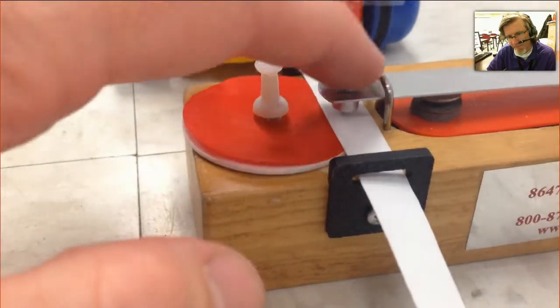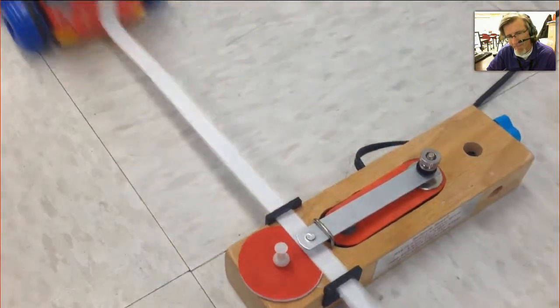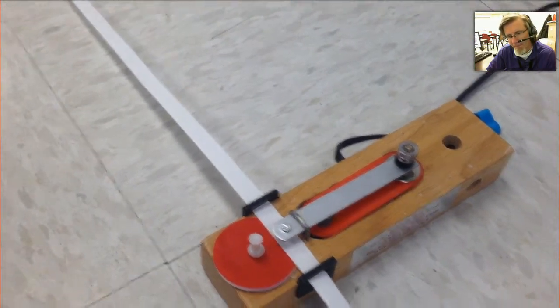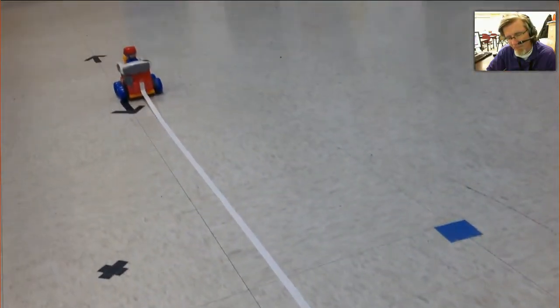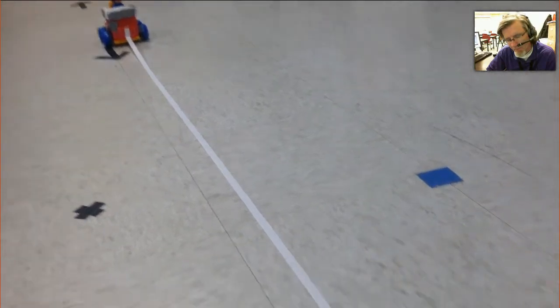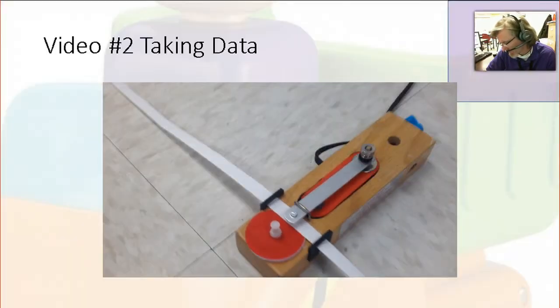Sorry to turn sideways there, here we go. If it's going up and down, you should be able to maybe stop it like that. I want to push the top down on the car, and then I want to let it go. When the car gets done, I want to turn off the clacker, and basically the car has gone a certain distance and the tape has been pulled through a certain distance. Okay, so that's one trial.